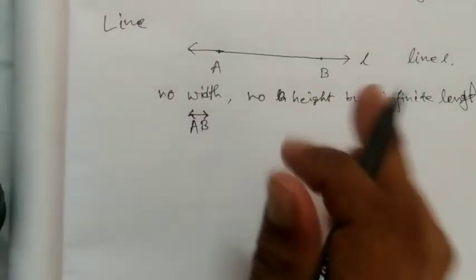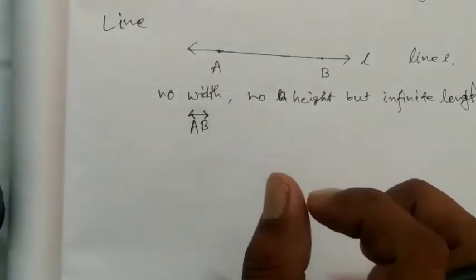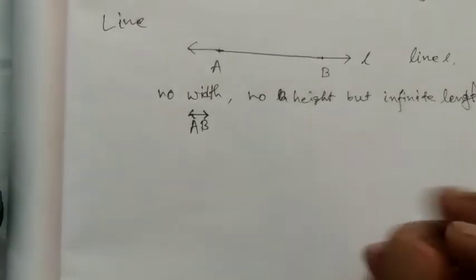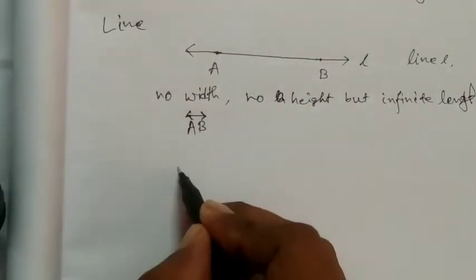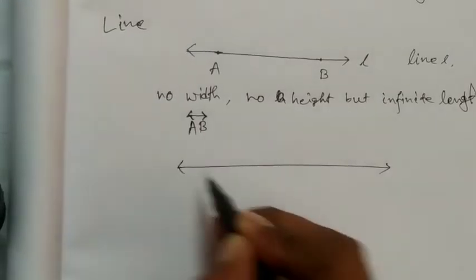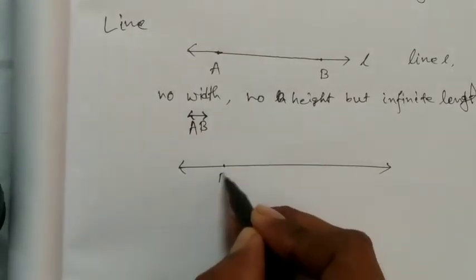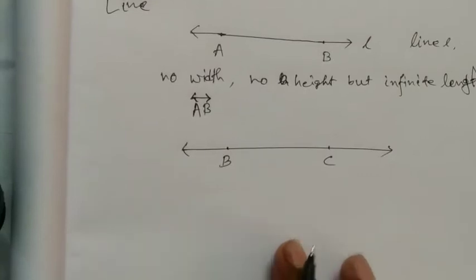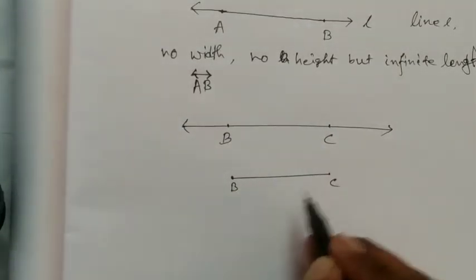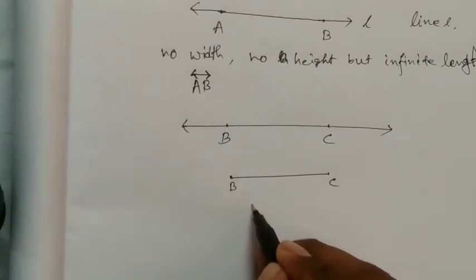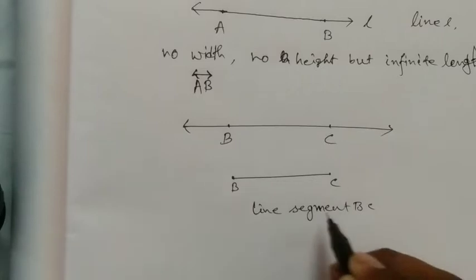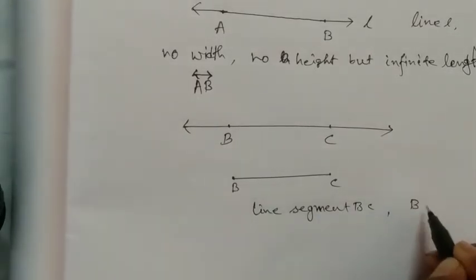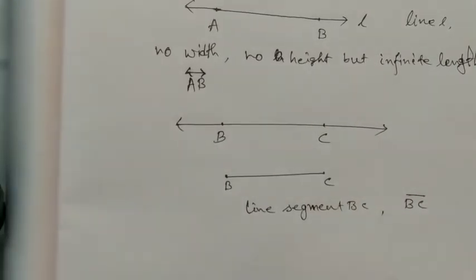What is a line segment? Since a line has infinite length, we cannot draw it entirely on a paper. So we will work with a part of a line, that is a line segment. If we take 2 points B and C and take this part, there are many line segments in a line. Here BC is a line segment and B and C are called the 2 end points of this line segment. It is denoted by BC with only a bar. A line segment is a part of a line. It has a finite length.